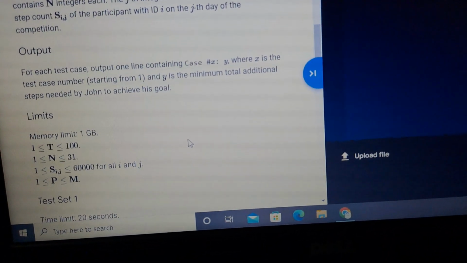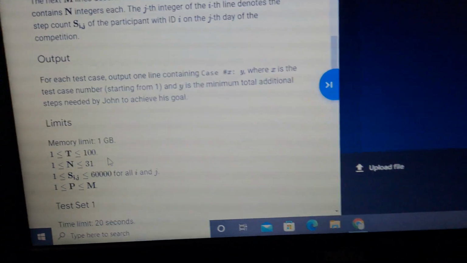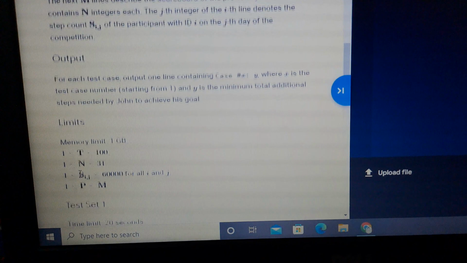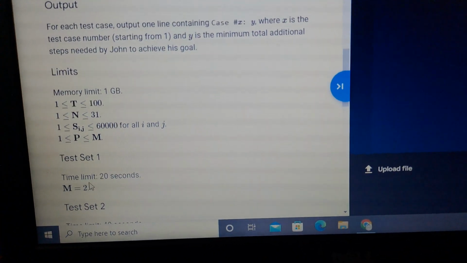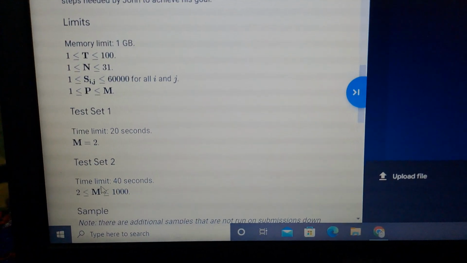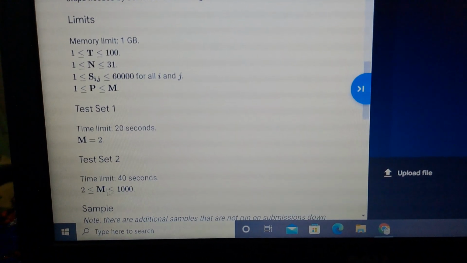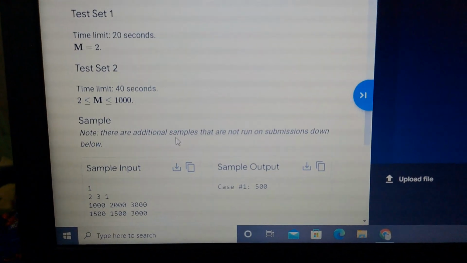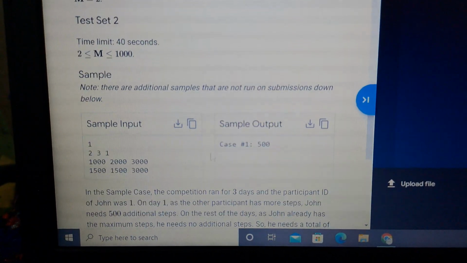Limits. The memory limit is 1 GB. 1 is less than or equal to T is less than or equal to 100. Test set 1 has a time limit of 20 seconds, with m equal to 2. Test set 2 has a time limit of 40 seconds, with 2 less than or equal to m less than 1000. Note the sample: there are additional samples that are not run on the judge, given below.